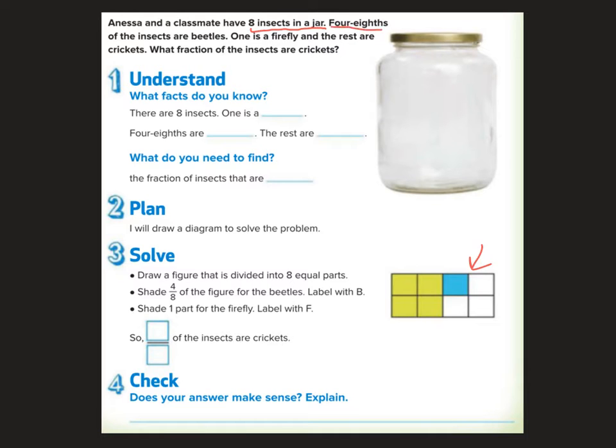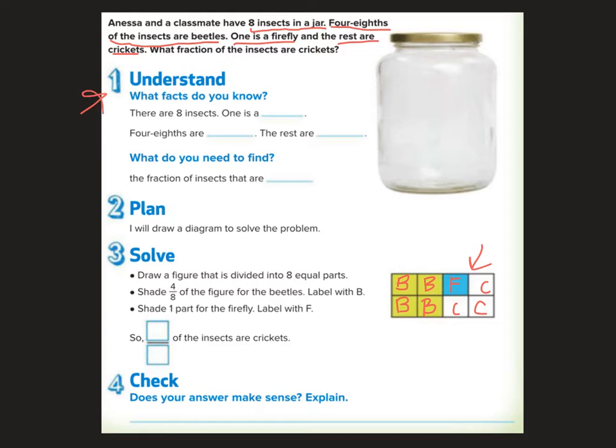We know 4 out of 8 of the insects are beetles, so I'm going to color 4 with a beetle. And 1 is a firefly. And the rest are crickets. That really makes things easy to visualize when we have that picture there. So let's go back up to the top.